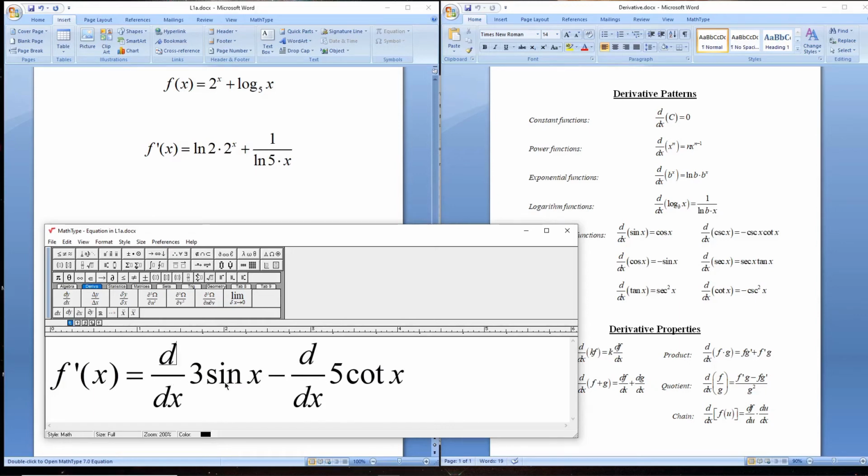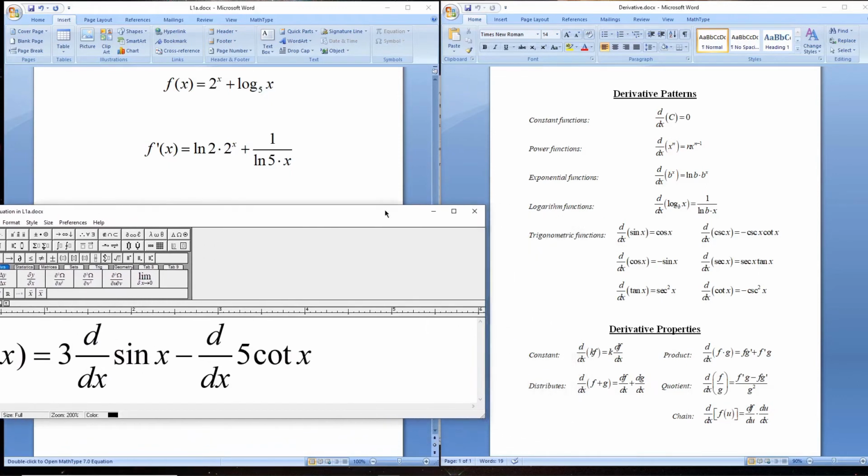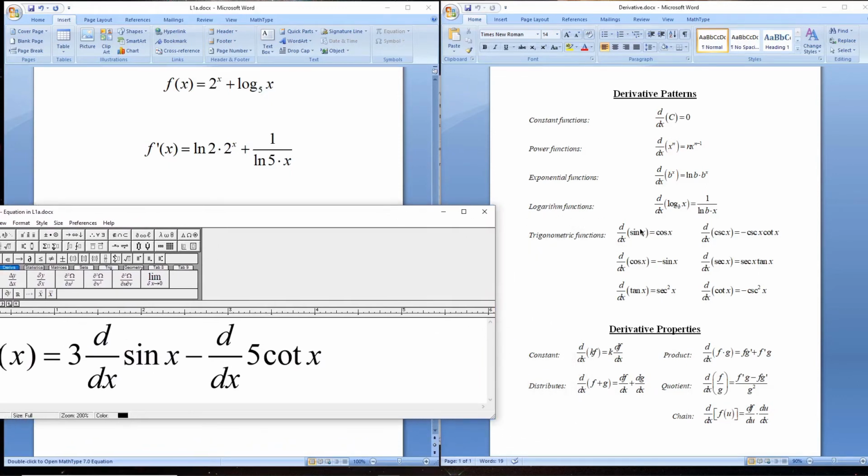So we're going to take the derivative of 3 sine x. 3 is a constant factor, so we can pull that outside the derivative. And then now because you haven't burned these into your brain yet, we will look to our patterns over here. And here is the derivative of sine. The derivative of sine is cosine. So the derivative right here of sine, the derivative of sine is cosine. And that's that derivative.